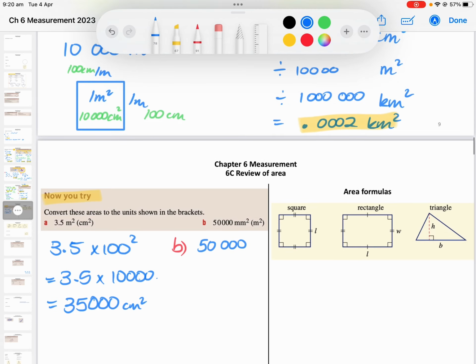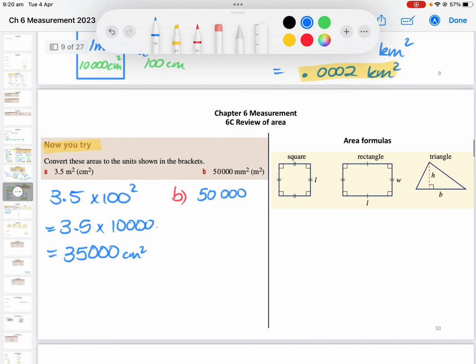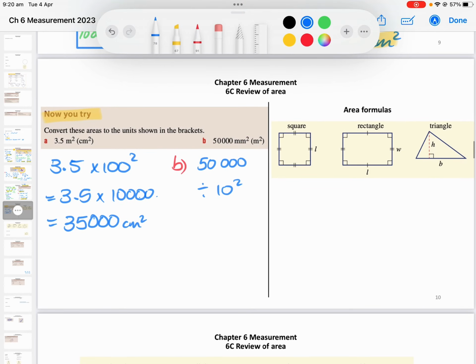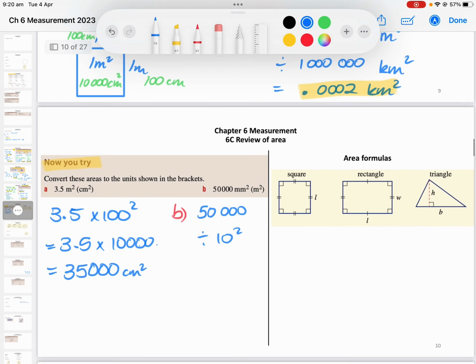and millimetres squared to metres squared. So millimetres squared to centimetres squared, I divide by 10 squared. And then from centimetres squared to metres squared, I'll divide by 100 squared. So I want you to get your calculator out, and I'm going to get mine out, and I'm going to go 50,000, divided by 10 squared. And then I'm going to divide that by 100 squared. And you should get 0.05 metres squared. Hopefully that's right, because I haven't checked those.